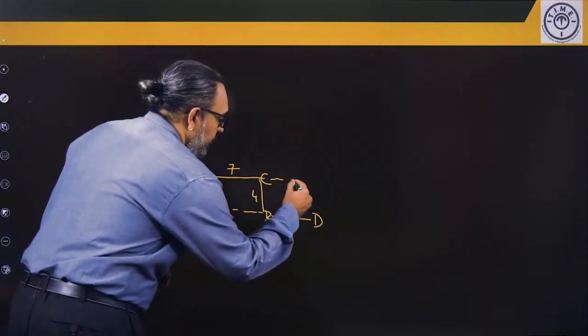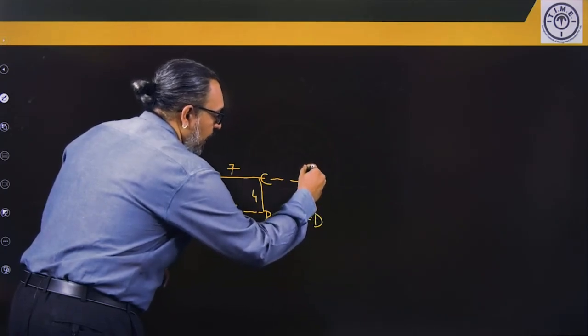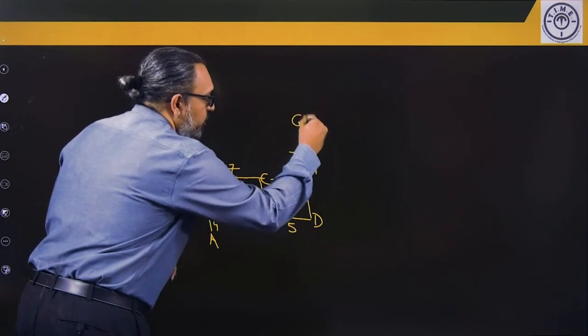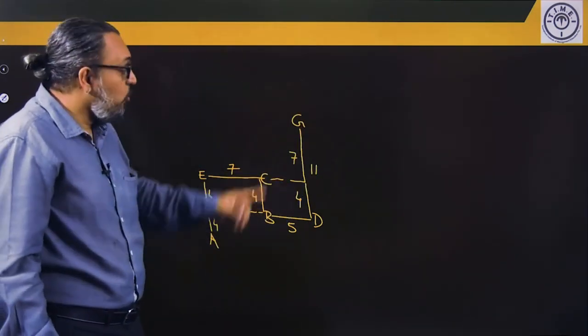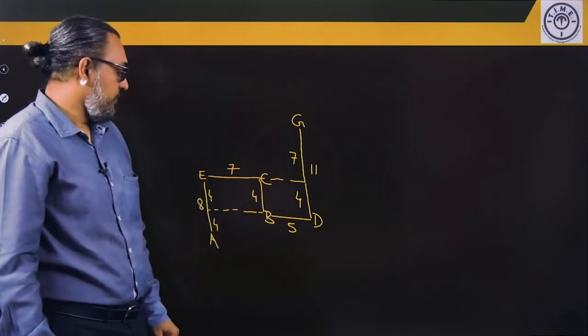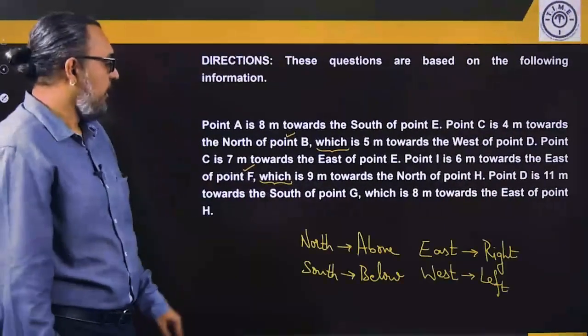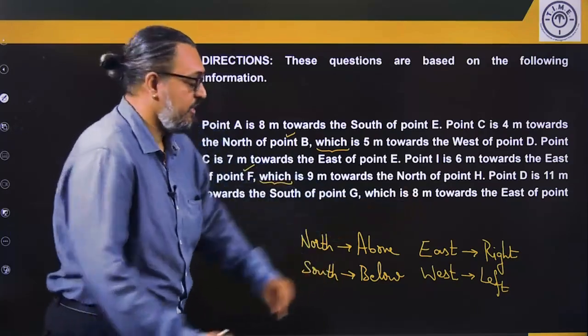Now again, we know that this is 4. So I have to take 7 more so that you have 11 and then you put G here. Correct? 11 meters south of G is point D. Got it? Now once I have G, look at the earlier line. There is a continuation. Let us continue this.